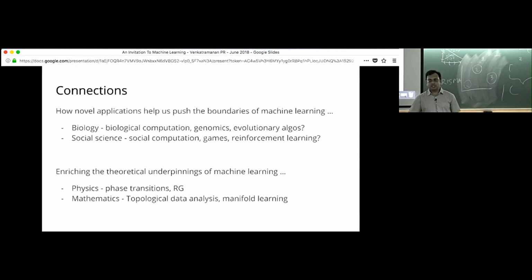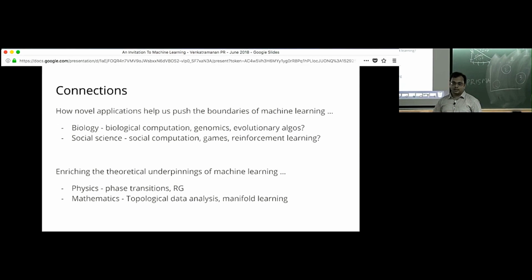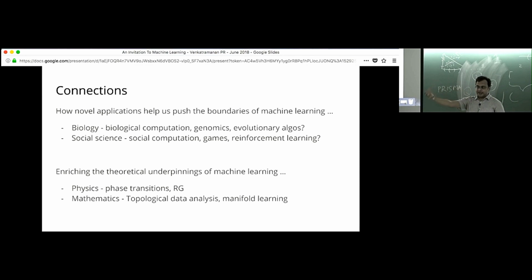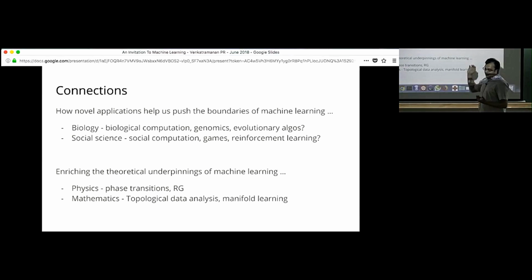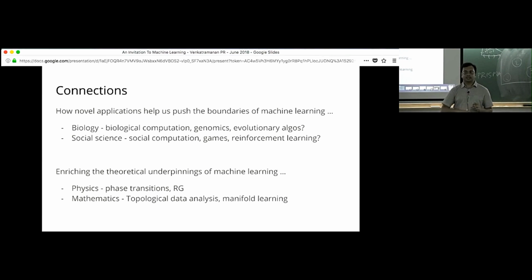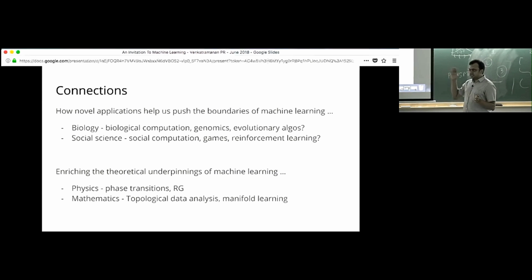Just wanted to go to the 3rd section. There are 2 ways in which connections are being built. One is machine learning being applied to various fields, and the second is the ideas from various fields coming into machine learning, right? So biology, especially genomics, has been one of the pioneers of actually doing data science and machine learning, right? Several of the folks who have developed algorithms are people who have worked on genomics. A lot of algorithms have been developed by those folks. So biology is a natural candidate.